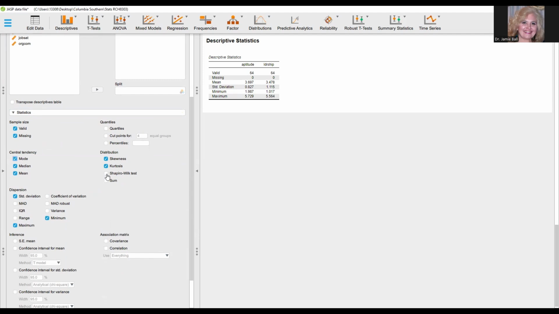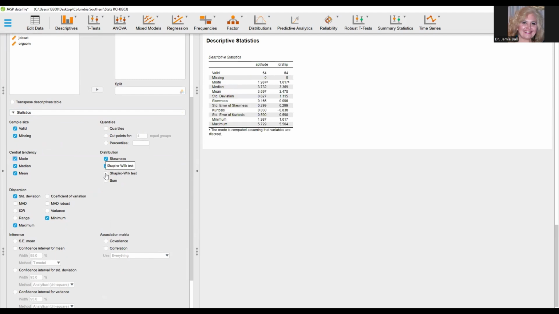Right here under distribution is our Shapiro-Wilk test. I'm going to click it, and it's going to show up in my descriptive statistics here. I can see my sample size is 64 for each of them. None of them are missing. We got our mean, median, and mode, standard deviation, skewness, and kurtosis. Here is our Shapiro-Wilk test for each of these. And let me show you where it's easier to see.